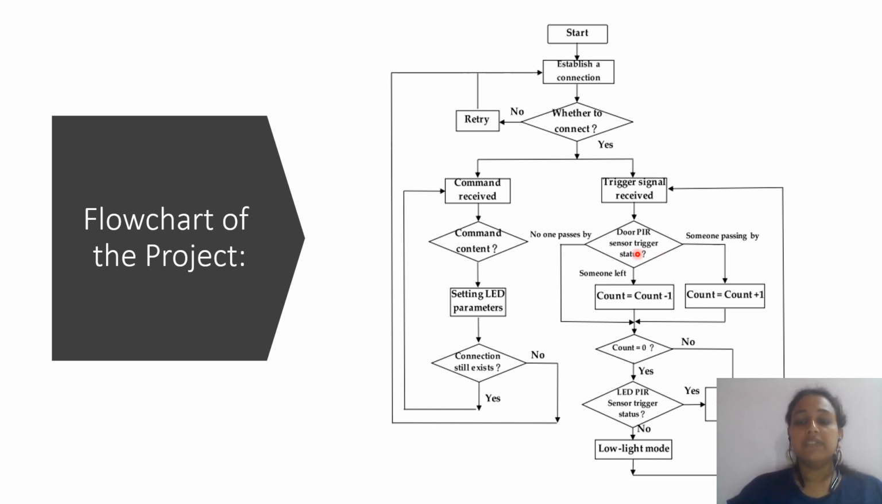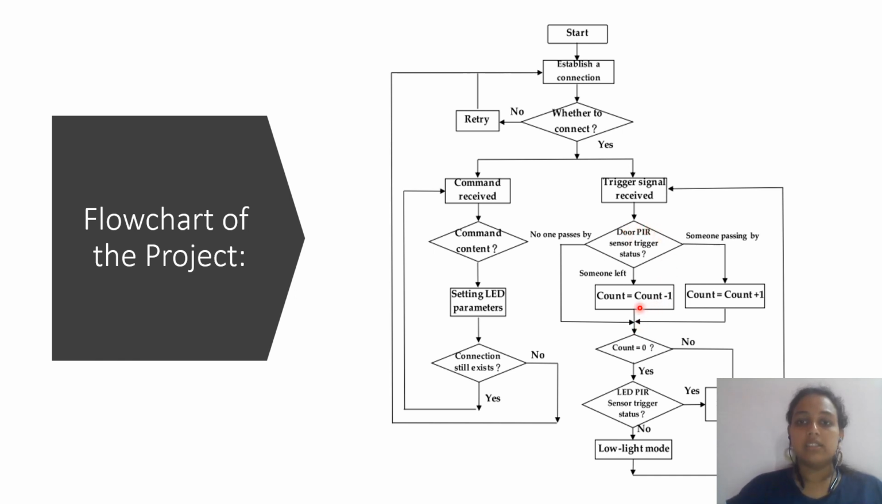If it is at the entry PIR sensor, that shows that someone is entering. That means the counter is increased by 1. If the trigger signal is from the exit PIR, then it shows that someone has left the room and the counter is decreased by 1. If there are no trigger signals, it shows that no one has passed and the counter value remains the same.